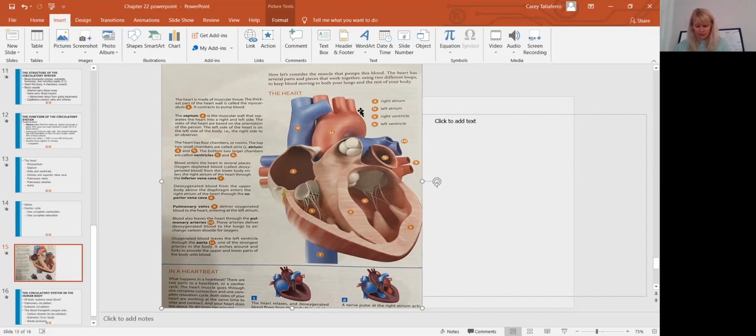Deoxygenated blood at the same time is squeezed out of the right ventricle and into the pulmonary artery so that it could go down to the lungs and get more oxygen. Okay?